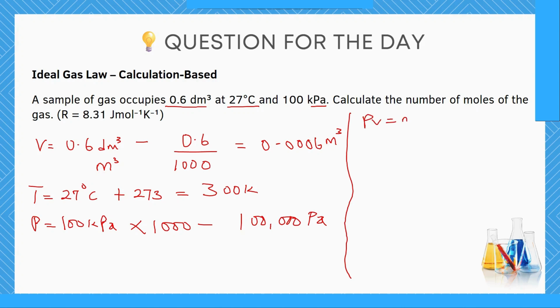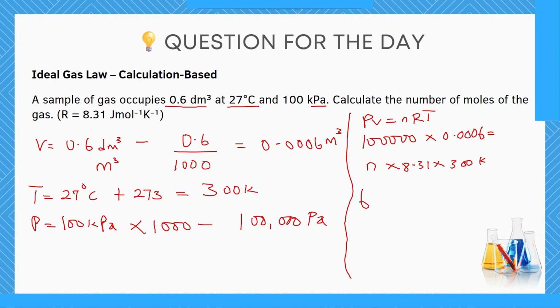So now that we have all these values set and ready, let's input them into our formula. PV is equal to nRT. Pressure here is 100,000 times volume, which is 0.0006. This is equal to n, which is unknown, times R, which is 8.31, times T, temperature, which is 300 Kelvin.